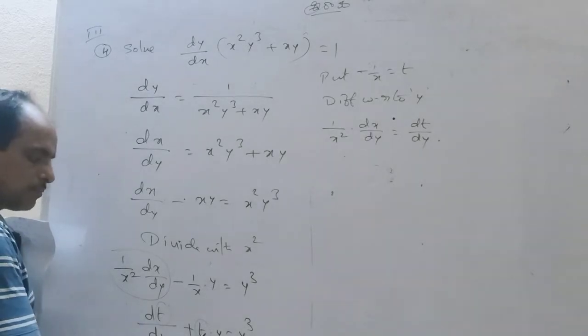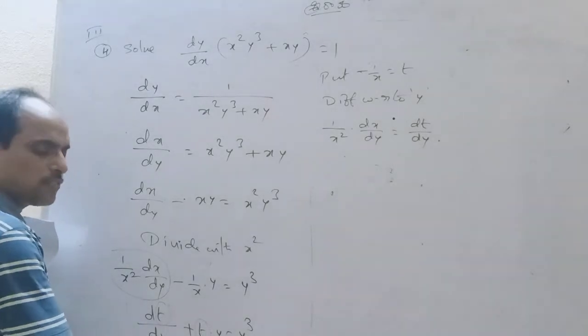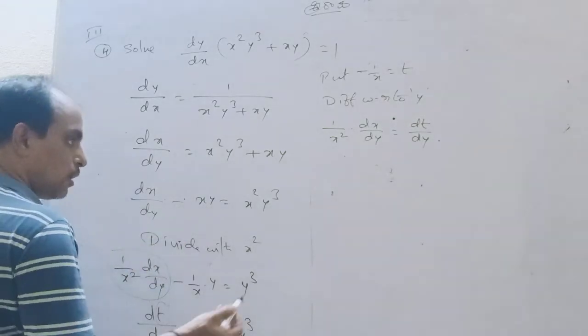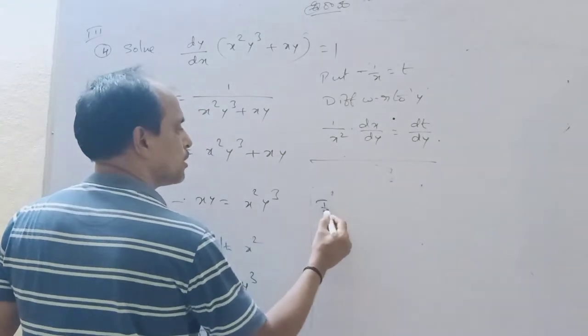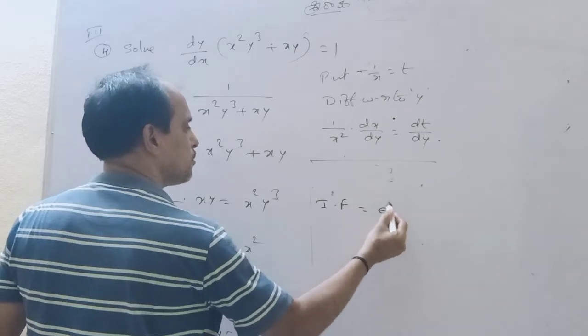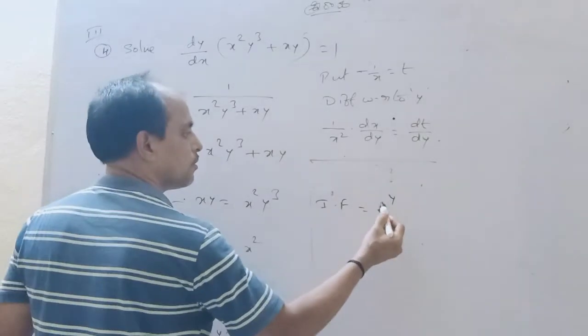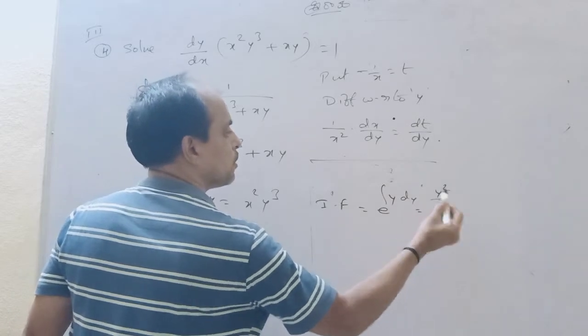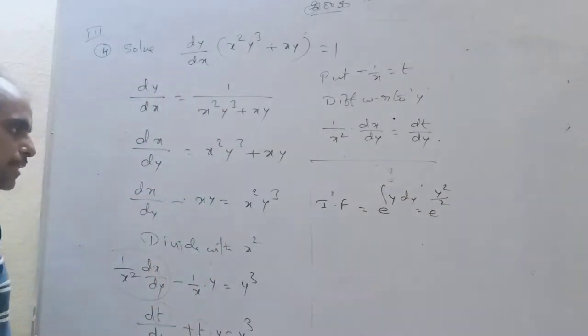You see here, this differential equation we can now express as a linear differential equation. Here is t and t, so these two terms are in terms of y. Now it is a linear differential equation. Now what about the integrating factor? The integrating factor is equal to e to the power of integral of y dy. That is e to the power of y square by 2. This is the integrating factor.